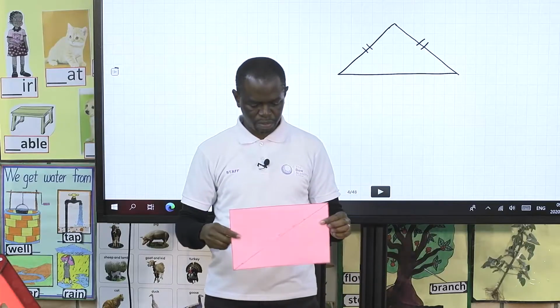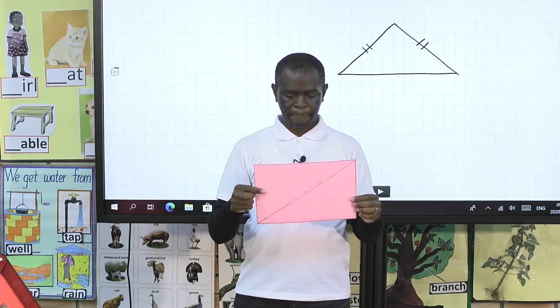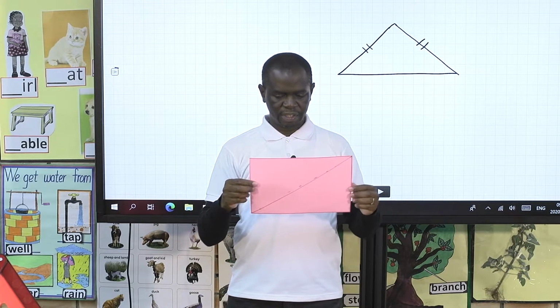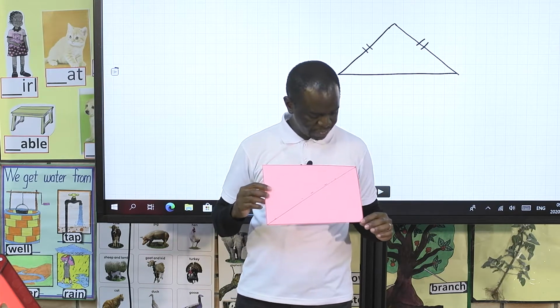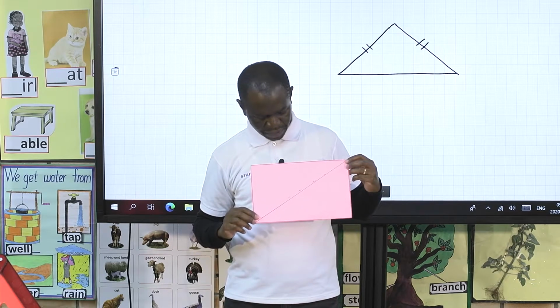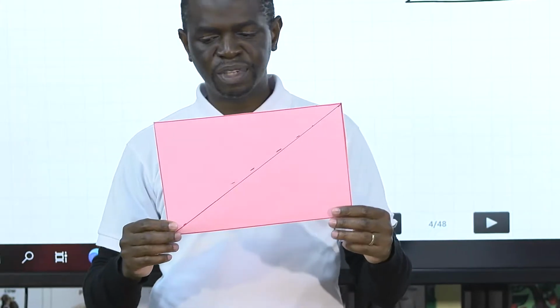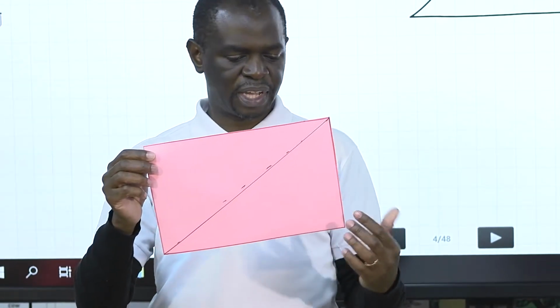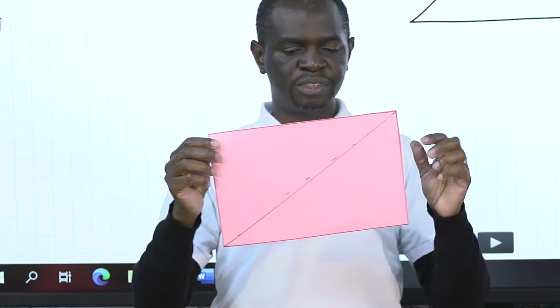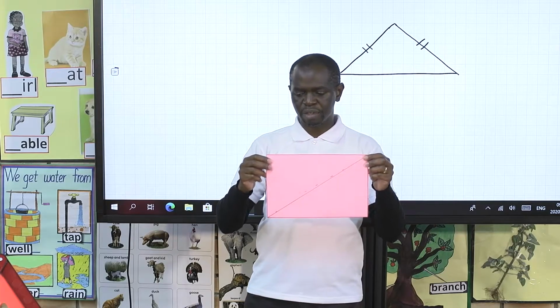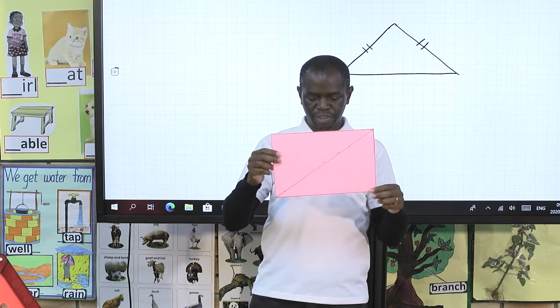I have a rectangle. My rectangle is cut across diagonally, and you can see that this rectangle can give me two triangles when I cut it into half. So this is where we get our formula for calculating the area of our triangle.